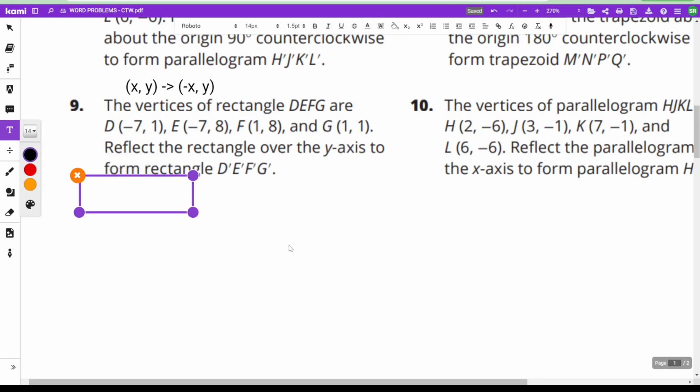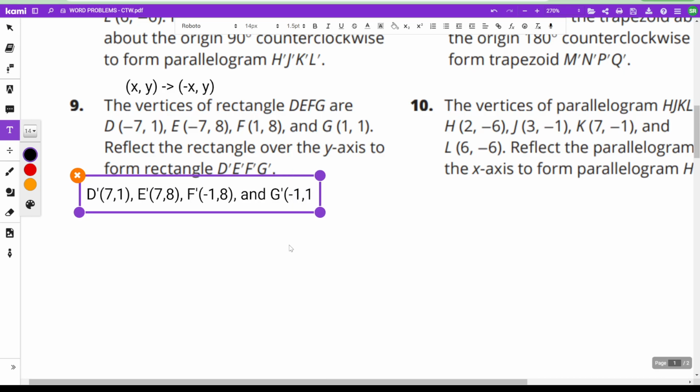All right, so let's see what that's going to look like here. So D prime, on the negative 7, we flip the sign, so that's going to be positive 7, and the 1 stays the same. For E prime, flip the sign on the 7, that's positive 7, and the 8 stays the same. F prime, 1 becomes negative 1, 8 stays the same. And finally, G prime, we flip the sign on negative 1, and the y coordinate stays the same.